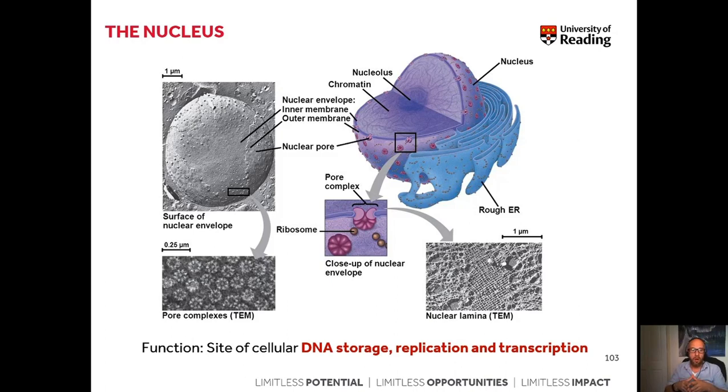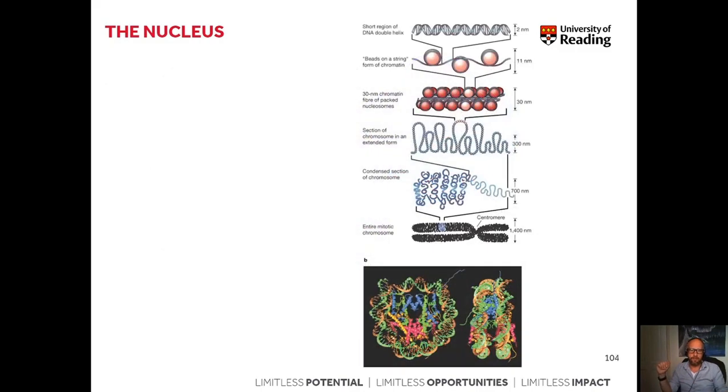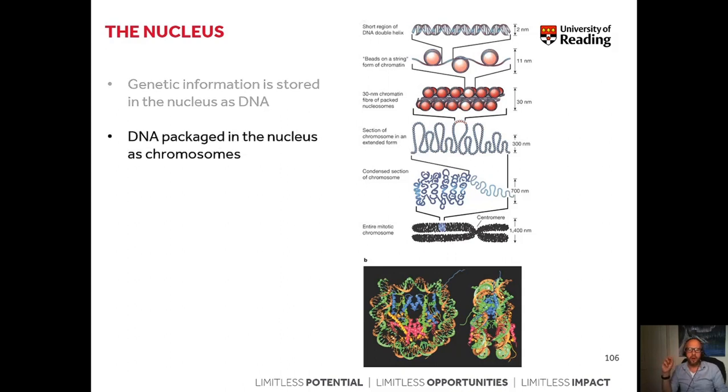Not only this, also the process of transcription takes place in the nucleus. This is the process where DNA is used as a template to generate a molecule of messenger RNA. Within the nucleus, again, the information is not only stored but also condensed into chromosomes, and we will be talking about the chromosomes and condensation of the DNA in the dedicated lecture in the weeks to come. For now, please keep in mind the DNA is packaged as chromosomes.